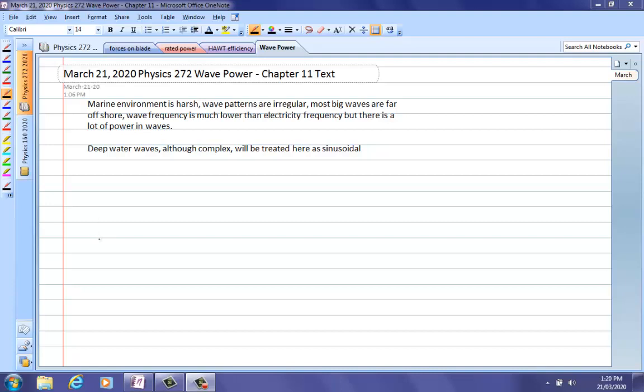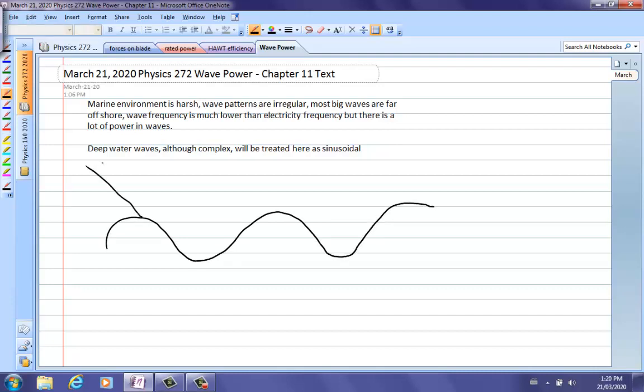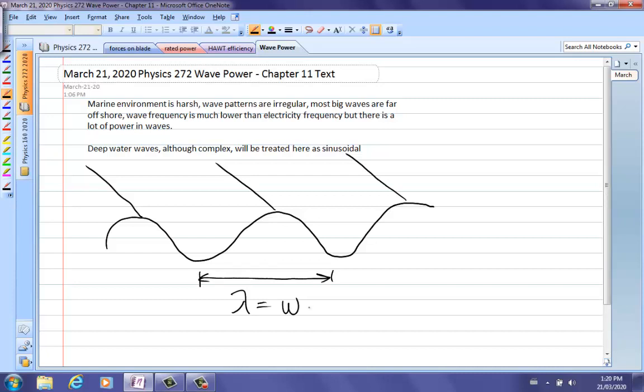So let's just review a little bit of the theory about sinusoidal waves. If we have the sinusoidal wave structure like this, we'll get a 3D view here of the wave crest going back like that. If you recall, peak to peak or trough to trough, the distance here is called the wavelength. So lambda is wavelength in meters.